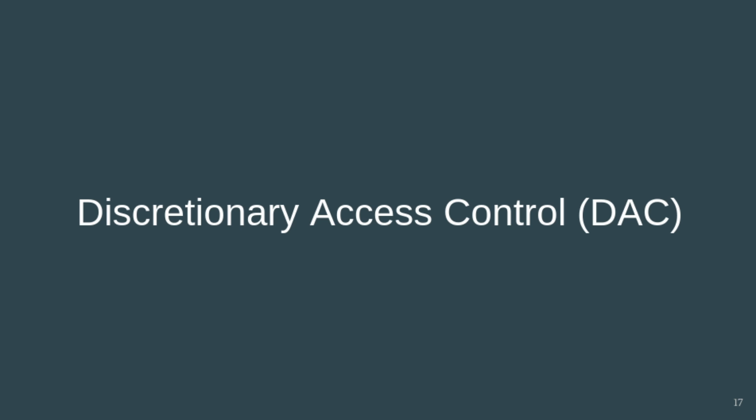Okay, let's discuss discretionary access control. We'll go over 3 mechanisms for implementing discretionary access control. These are 3 mechanisms that might be used by, say, an operating system for controlling access to the files and directories of the system.